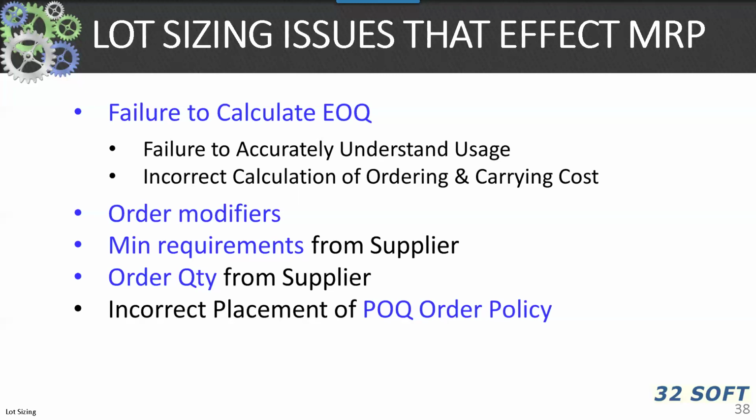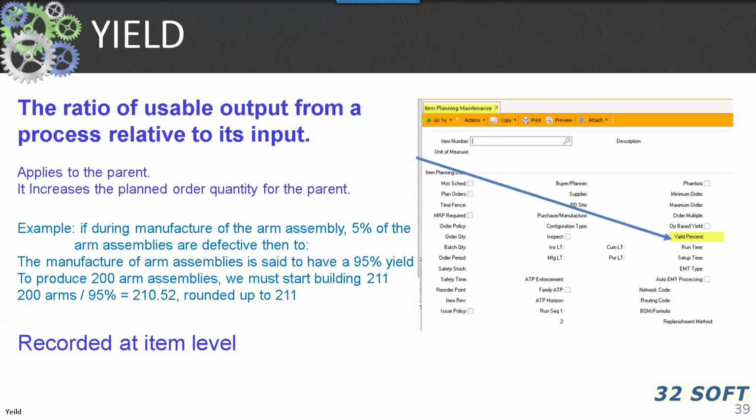Incorrect use and placement of POQ order policy. Like I said, I've seen MRP systems where every single part is set at POQ 30. It makes it impossible. MRP is very sensitive and can quickly get out of control. Two extremely effective order policies in MRP are the calculation of MRP scrap and yield, as most times we don't manufacture things perfectly, we have to take this into account.